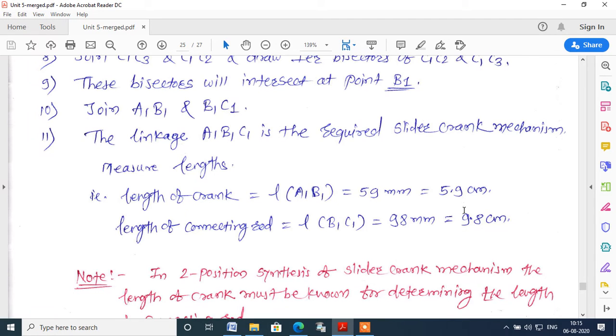Then measure length A1 B1. Now for my case it is coming 59 mm, and the connecting rod length, that is B1 C1, is coming 98 mm. Again 5 to 10% is acceptable, not more than that.